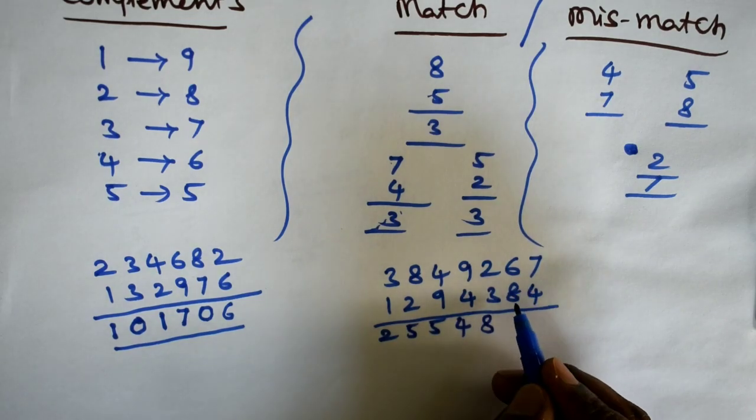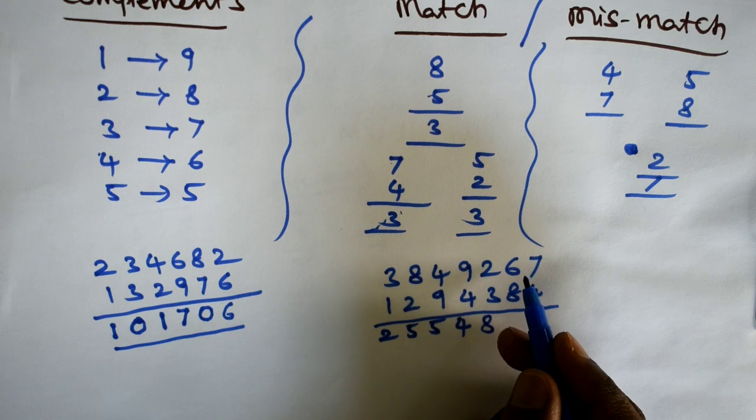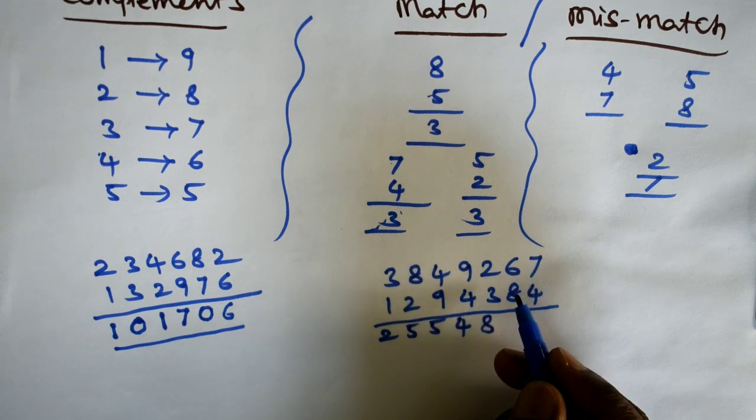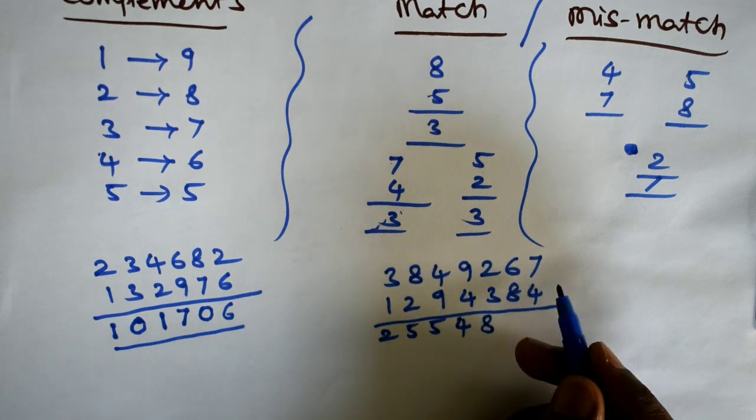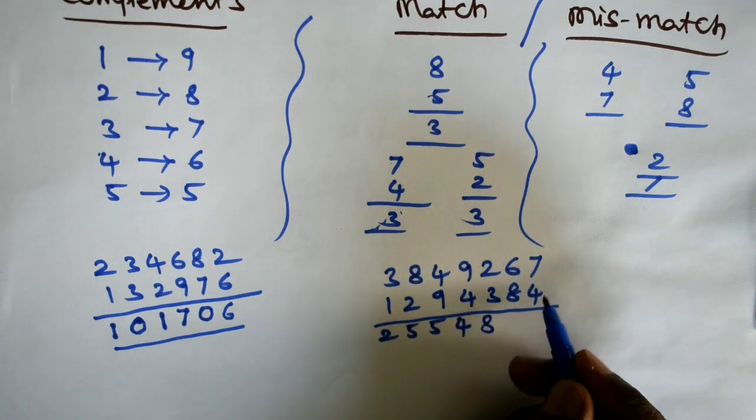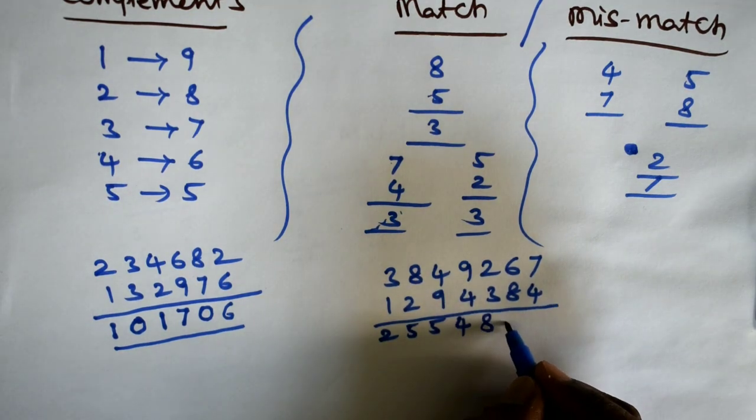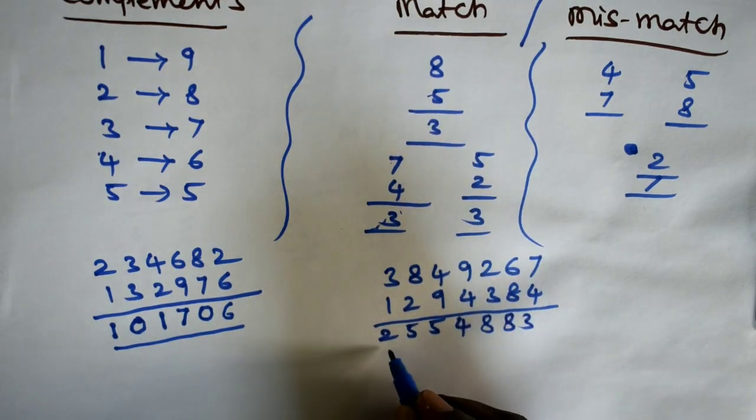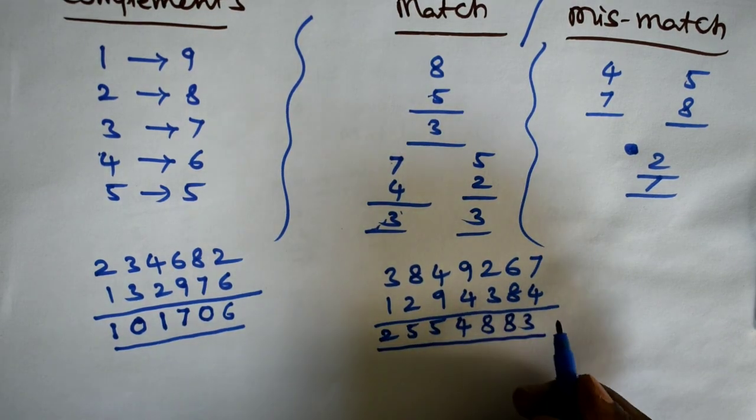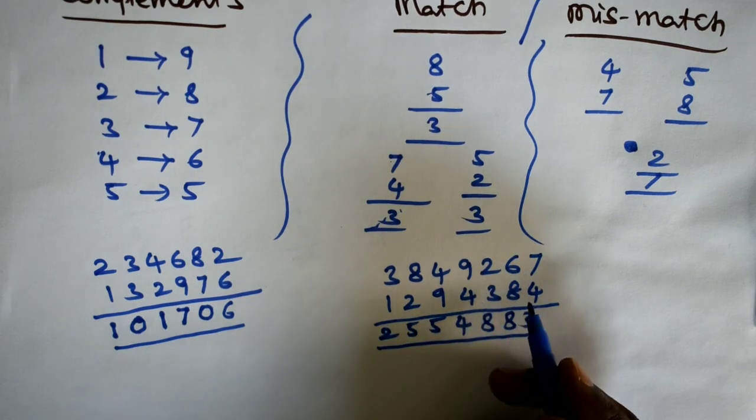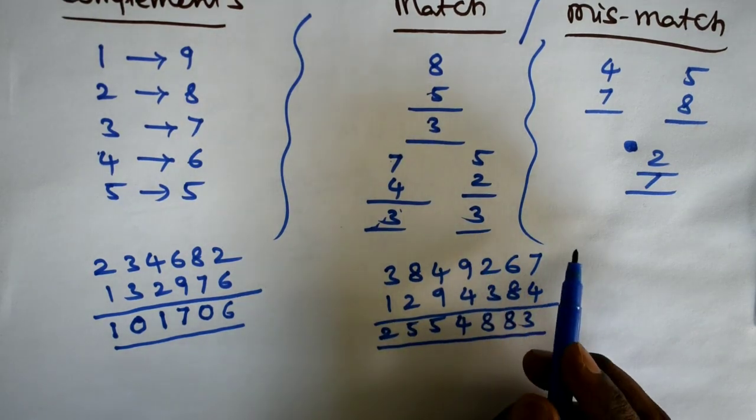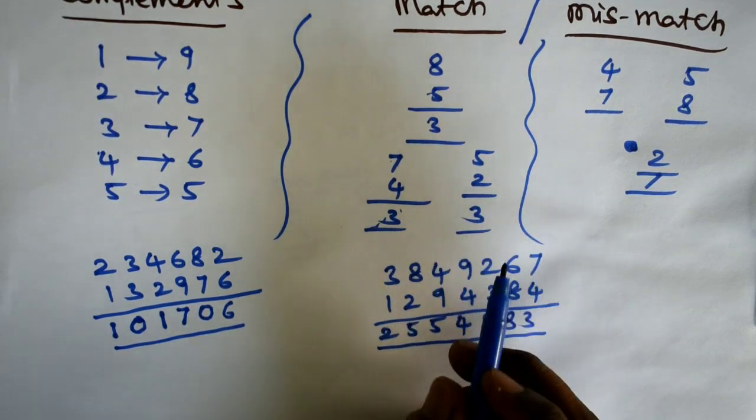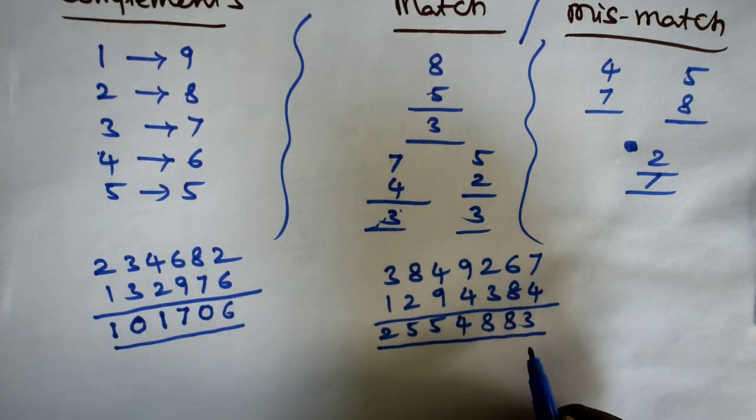Next, 6 minus 8 is a mismatch, so we take 8 minus 6, and we get 2. The complement of 2 is 8, and beside that a match is there, so we write 8 as it is, and 7 minus 4 is 3. In this way, however lengthy the problem is, we can do it in an easier way, and we just have to look for complements and match and mismatch, so that we get the answer easily.